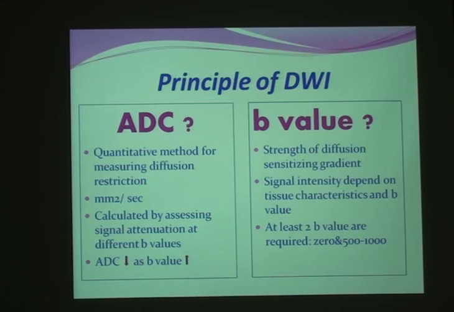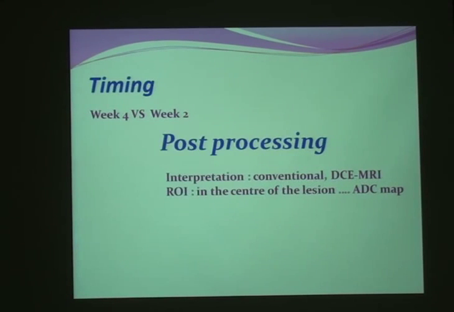So, if it's the negative logarithm, we just realized that the more restricted diffusion, the lower the ADC value. And this is very important for the coming talks. Timing, we're just going to explain on this. After all, we're going to do it in week 2.